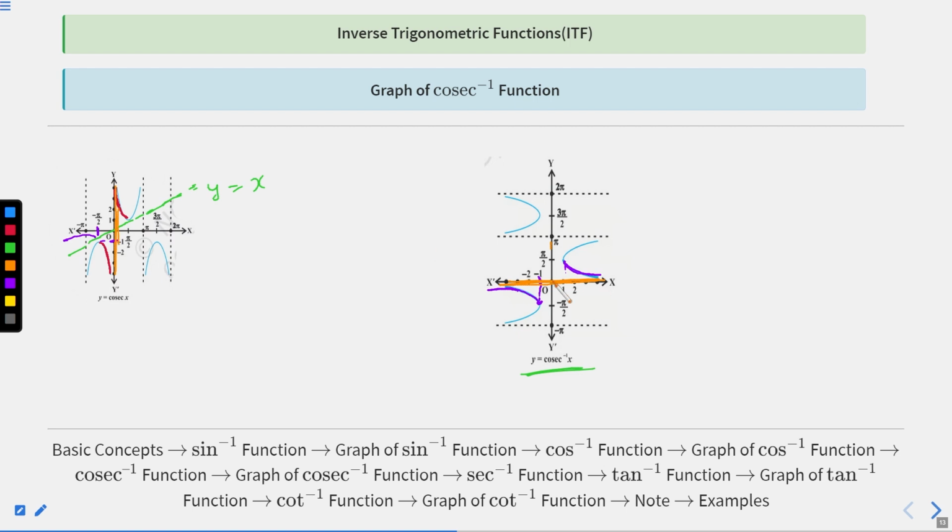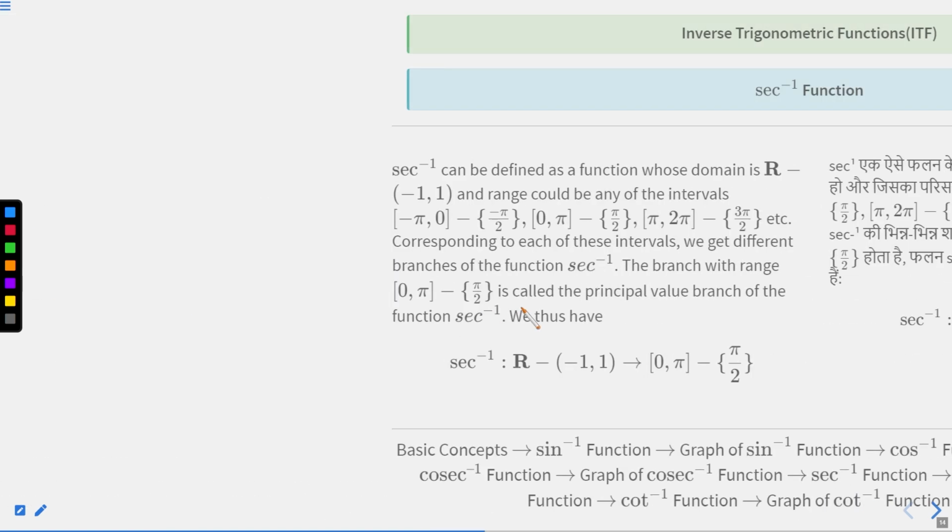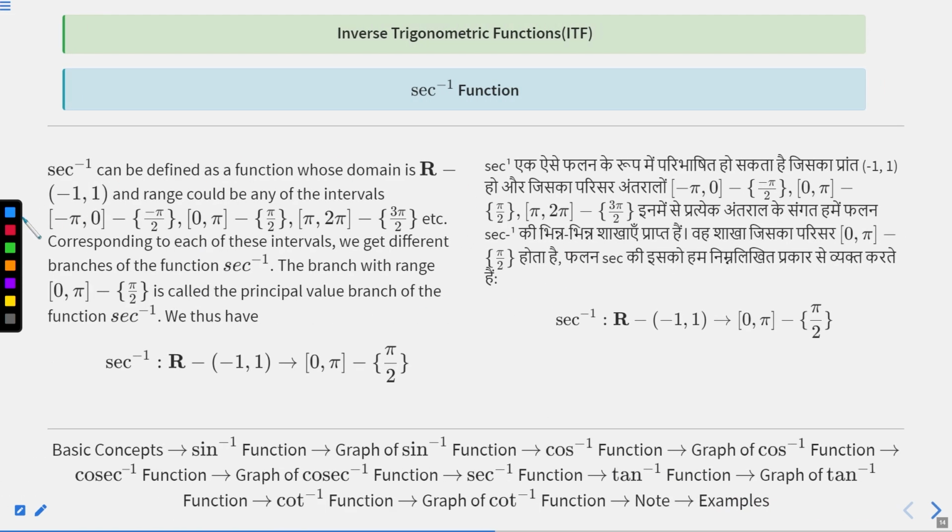Let's move to next, sec inverse. For sec inverse, the principal value branch is the closed interval 0 to pi except pi by 2. This will be the domain in case of the sec inverse function, and this will be our range as well as the codomain set.